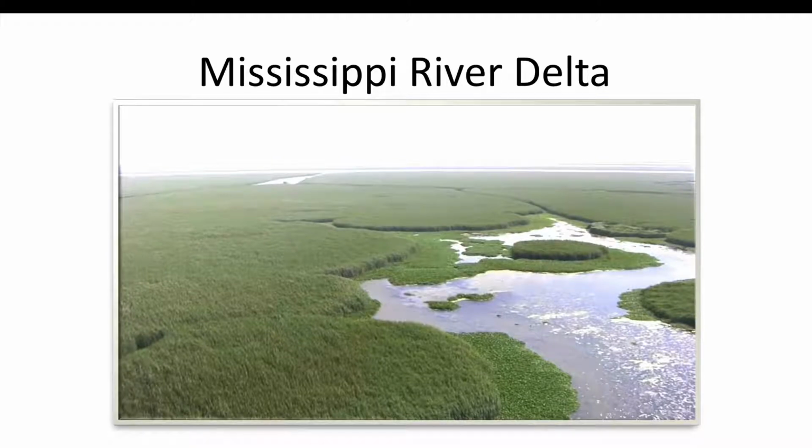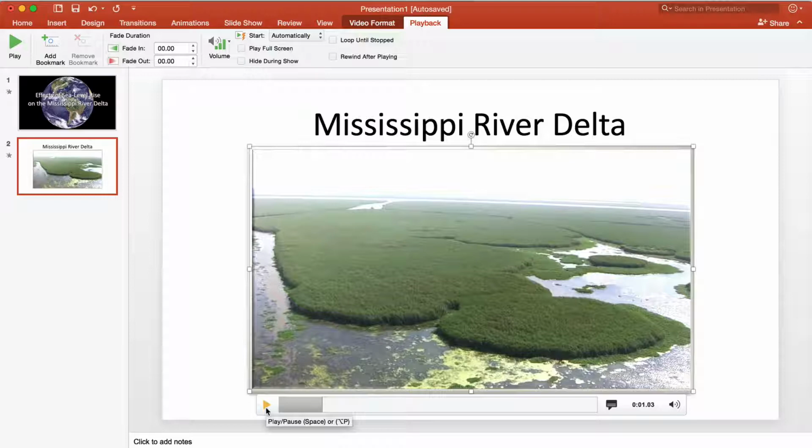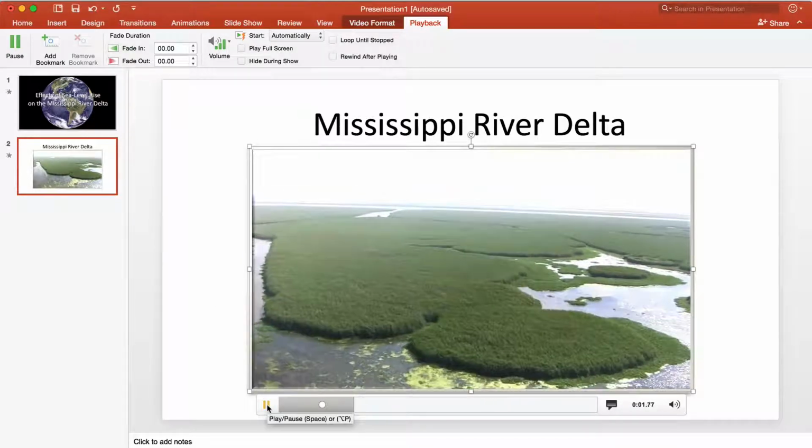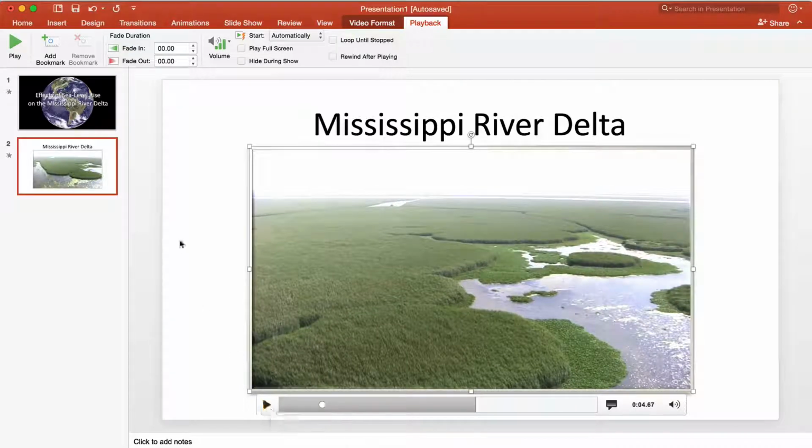Another neat option that might come in handy is the bookmark, which lets you jump from one frame in your video to another. To set a bookmark, first move the playhead to the desired frame. Then click Add Bookmark. A circle now appears marking the spot. Then move to another frame and add a second bookmark. You can now easily jump to a particular frame during your presentation.